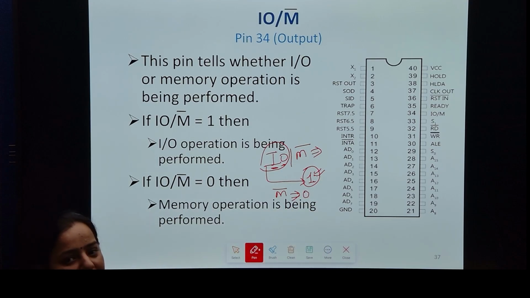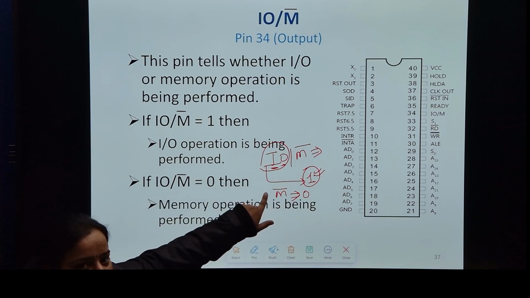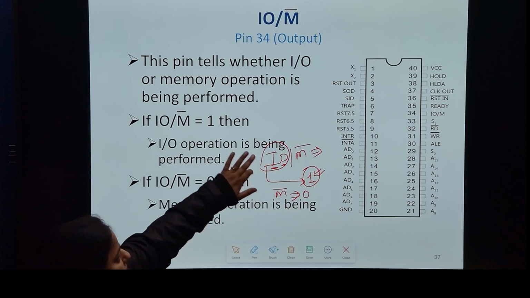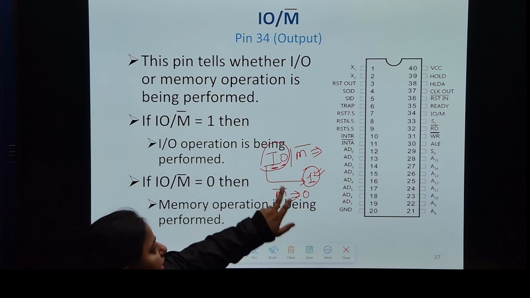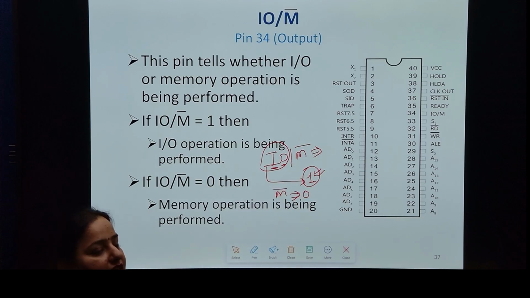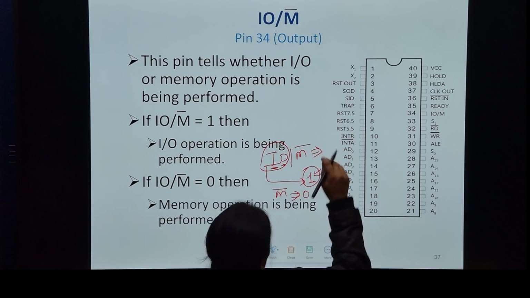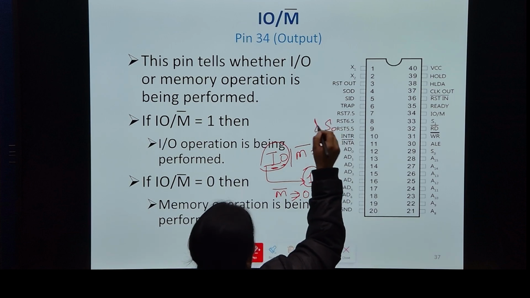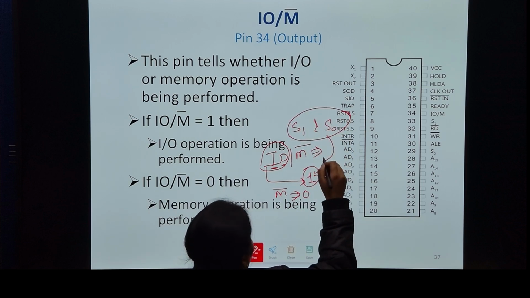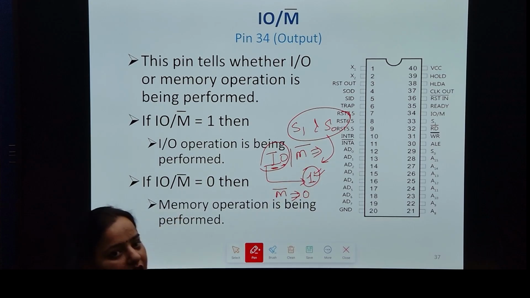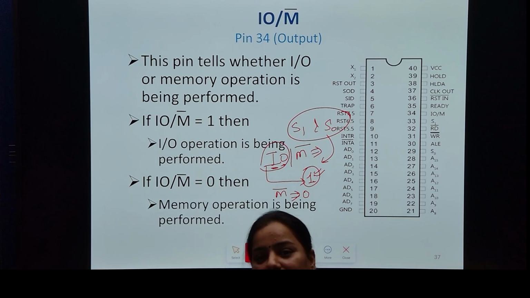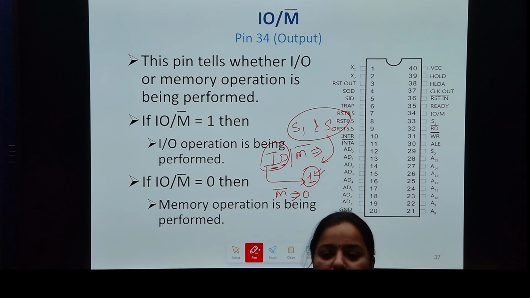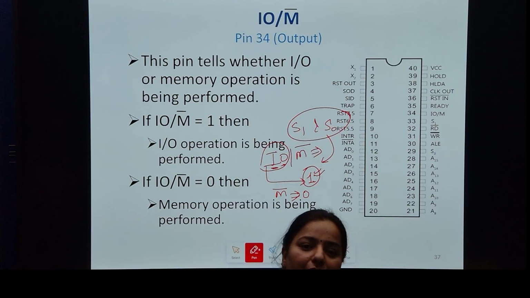Why are we providing 0 here? Because the memory signal is active low. Active low means you have to provide 0. This is active high and memory is active low. So we combine this input output memory complement signal with the status signals S0 and S1 for performing the operation. What operations? Whether the microprocessor will perform the read and write operation on an input output device or memory device, or the microprocessor will fetch the opcode from memory.